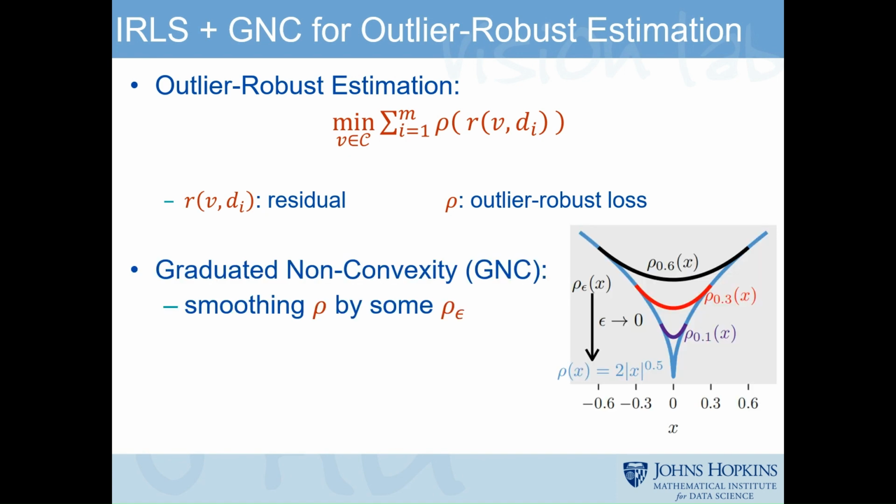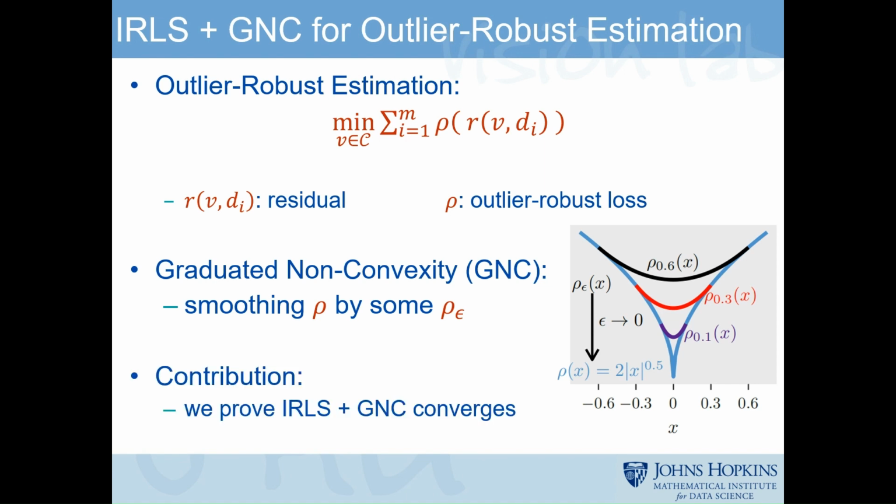Because rho can be non-smooth, we are going to employ the graduated non-convexity framework, that is, to construct some smooth surrogate rho epsilon of the original loss rho. Rho epsilon is designed such that as epsilon goes to 0, it recovers the original loss rho. Our contribution is to prove that the IRLS algorithm combined with GNC is indeed a convergent algorithm. In the next few minutes, I will talk to you about more details.